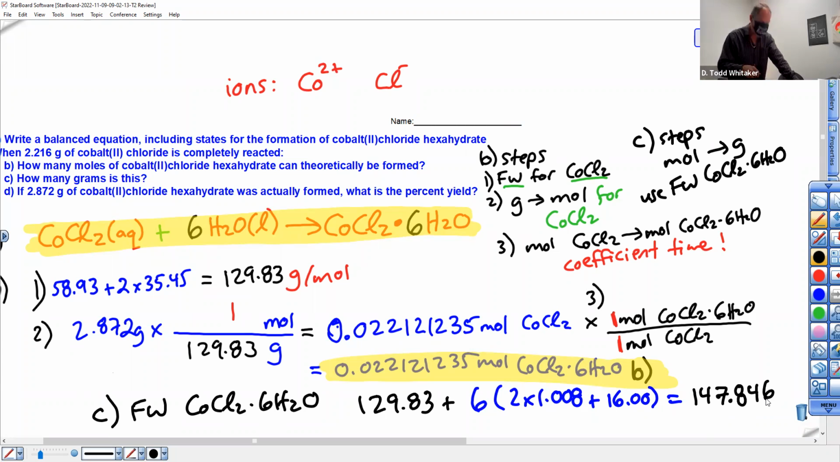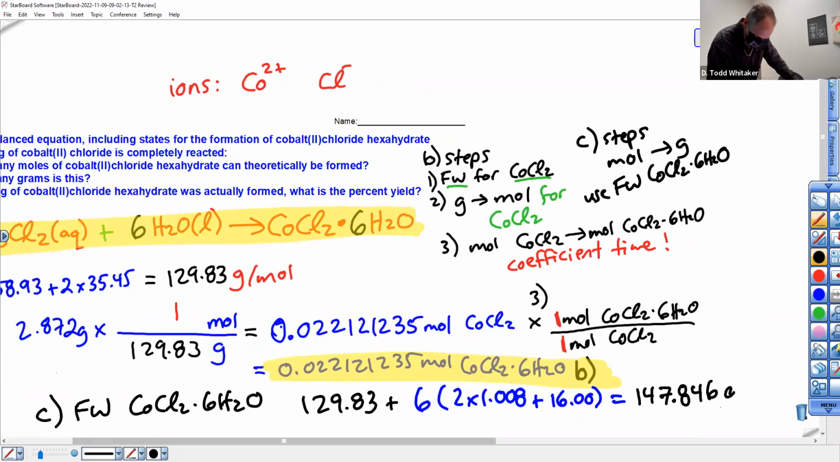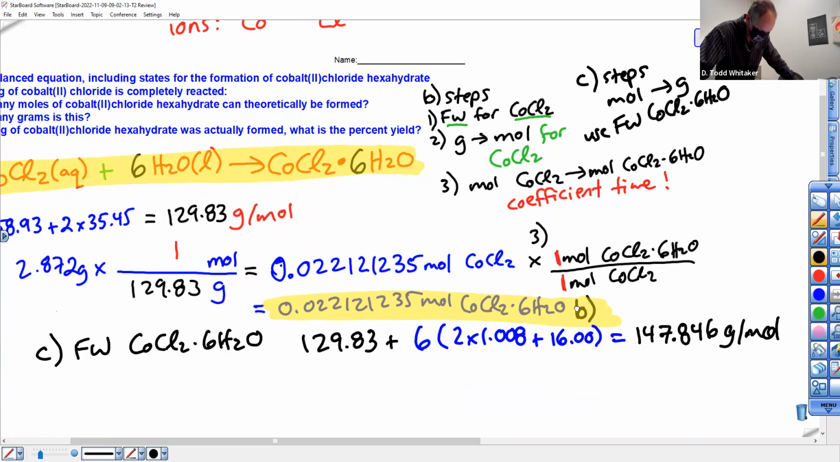What are the units of this? Because the numbers came from the periodic table. Grams per mole. 21st time I've ever mentioned. So I've got the formula weight. Now I can go moles to grams. I got my moles. 0.02212.